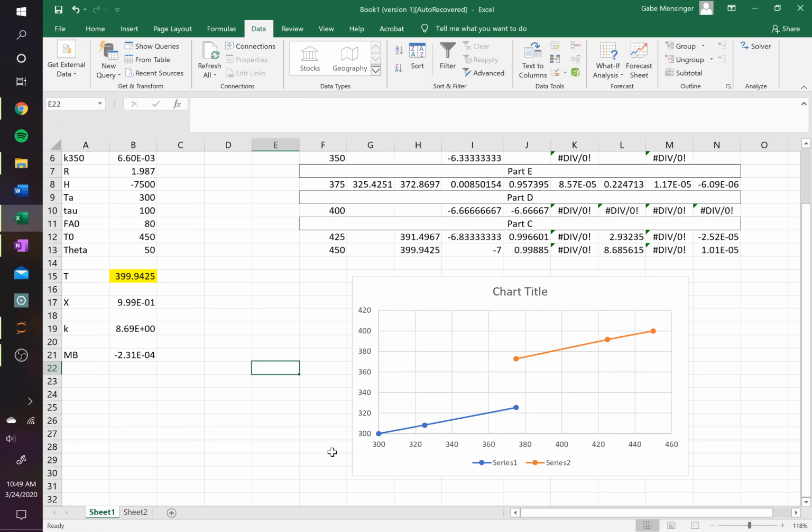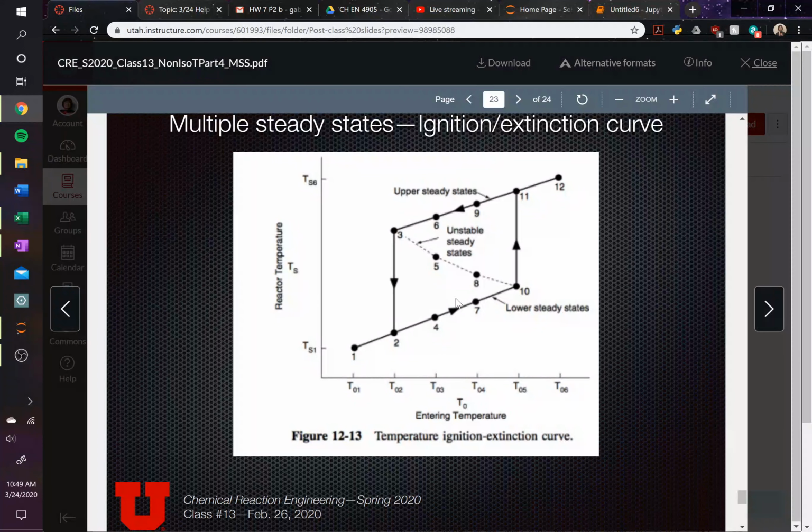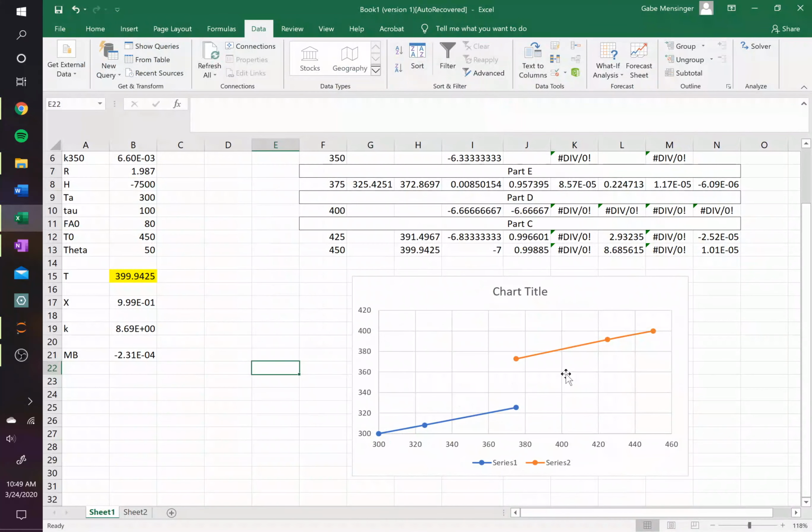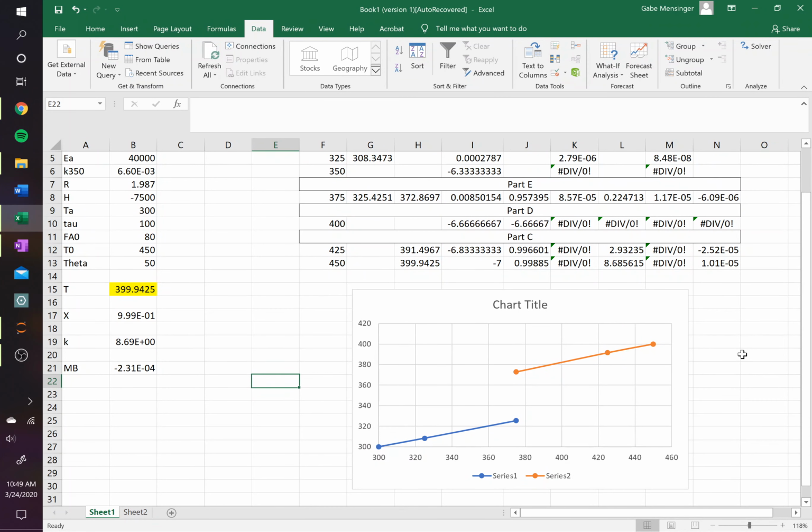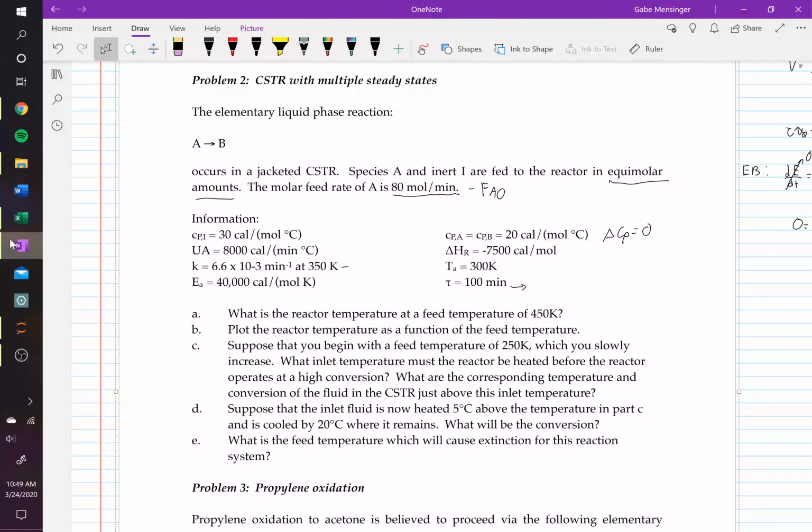So if we start at 250 and we just increase, we're just increasing it. And as I mentioned before, on an ignition extinction curve, you're eventually just going to reach a point where it's just going to shoot up. And when it shoots up, that's ignition. And when it all of a sudden ignites, you're all of a sudden going to have a lot better conversion. Operates at a high conversion.